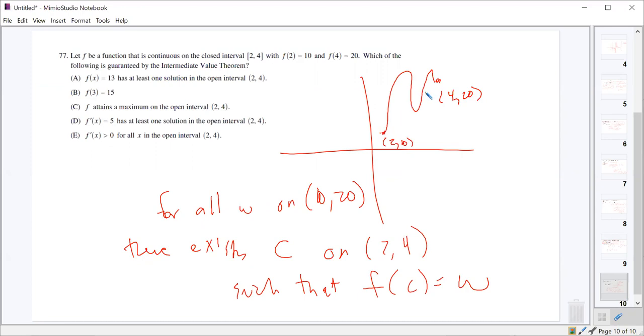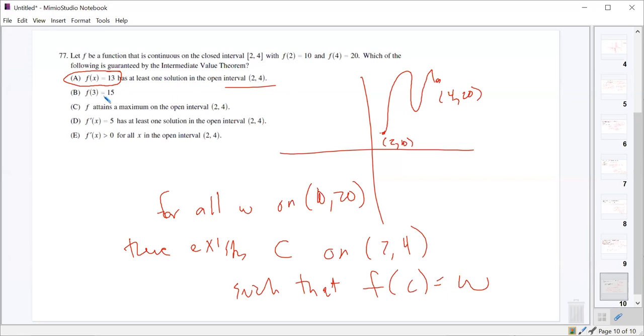Well, this says f of x equals 13. That's a Y value between 10 and 20. And it says it must be guaranteed that I have one solution on the open interval 2 to 4. Yep, that's true. Done. Choice A.